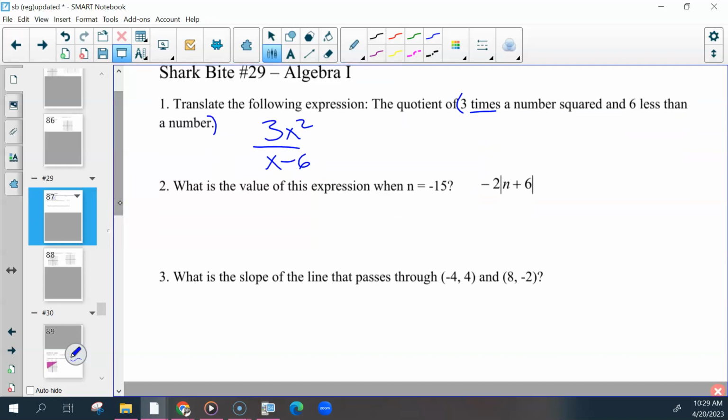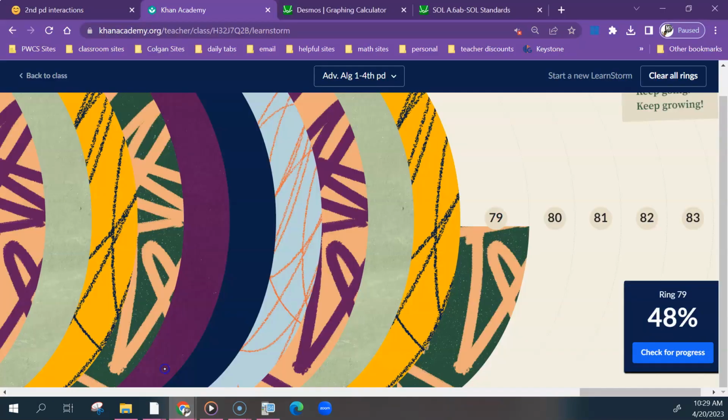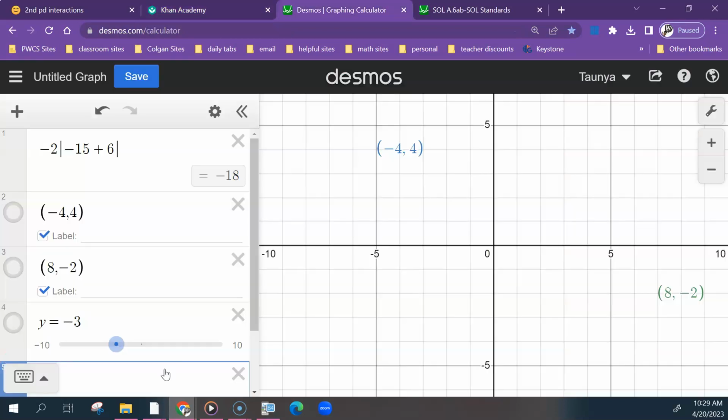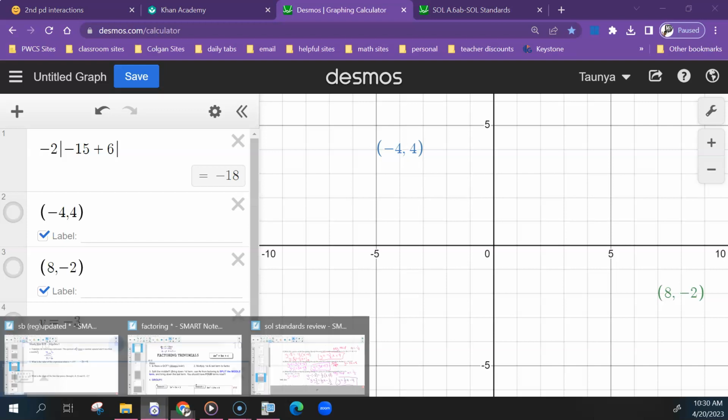Two is just an evaluating problem. You can use your calculator or Desmos. Could have used Desmos for that. So if you put in the absolute value, put in everything, it would give you negative 18. If you were doing it by hand, after you put these in and combine them, you would get negative 9, but the absolute value signs would make it positive. And then when you multiply it, it would be negative again. So negative 18 was our answer.